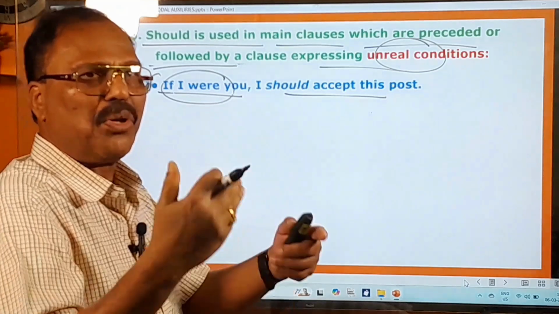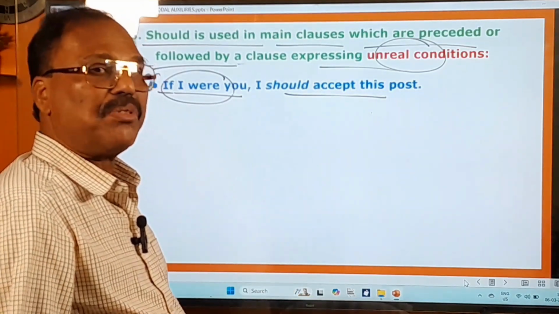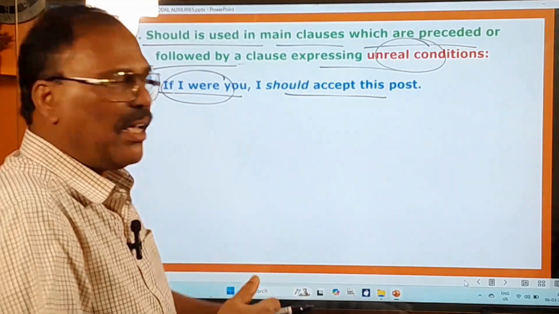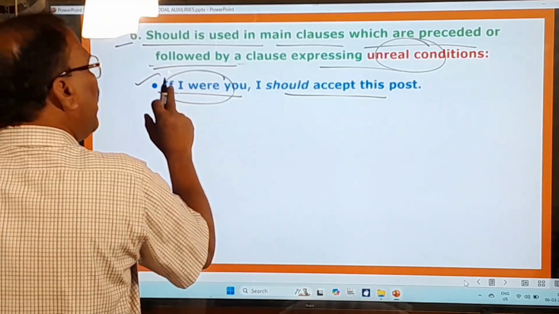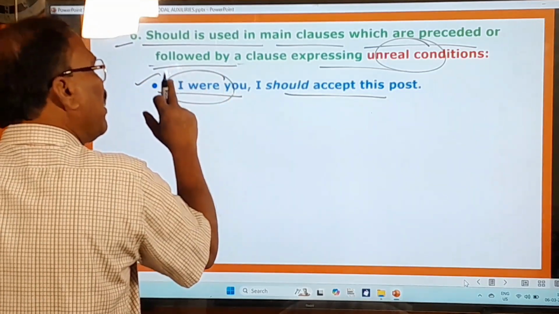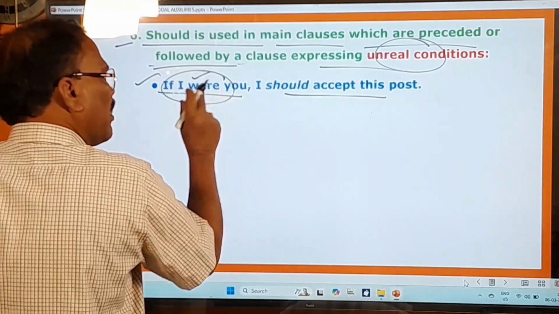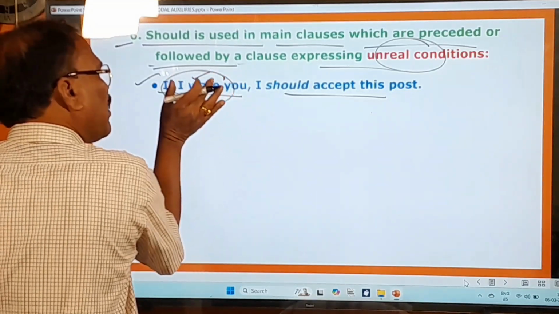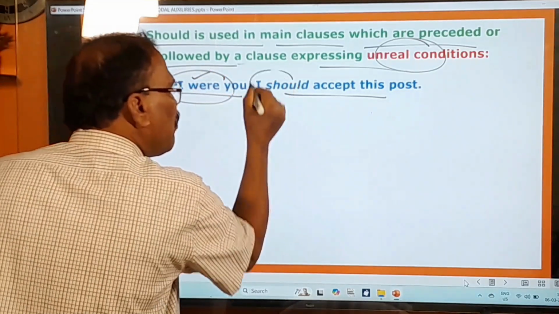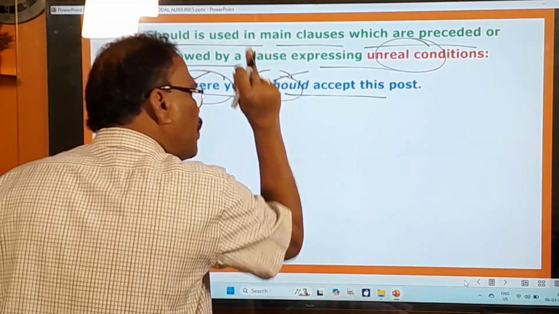Of course, you don't become so, but you sometimes say that for effect's sake. And here you say, if I were you. This is an unreal condition. Whenever such unreal conditions are given in the main clause, you must use only the modal auxiliary should and nothing else.